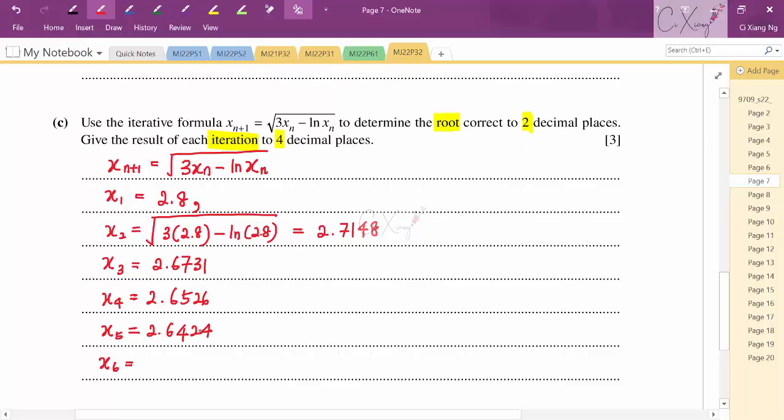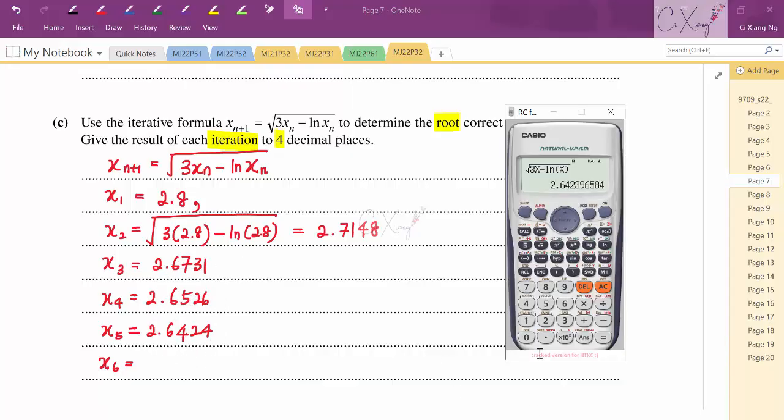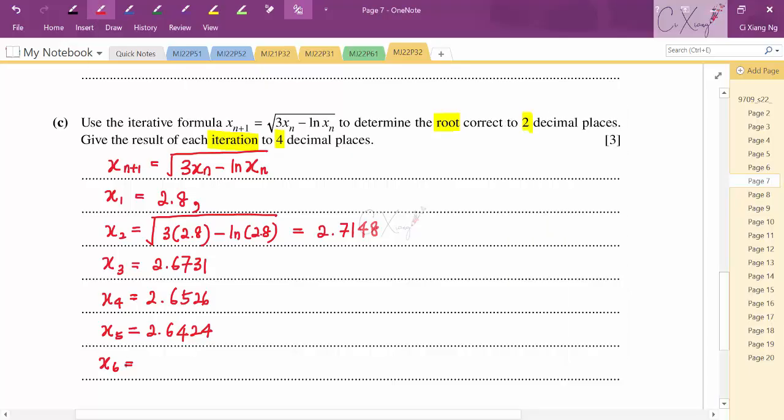Okay, so again, I want to get the next value. So maybe you will ask, when should we stop? We have to try until the 2 decimal places answer are repeated. Here you can see the 2 decimal place answers are not repeated yet, so you have to continue the calculation. So again, I click calculate and then 2.6424. And now you can see that the value that I get is 2.6373. Seems like 2.64 and this one is also 2.64. Seems like repeated already, right?